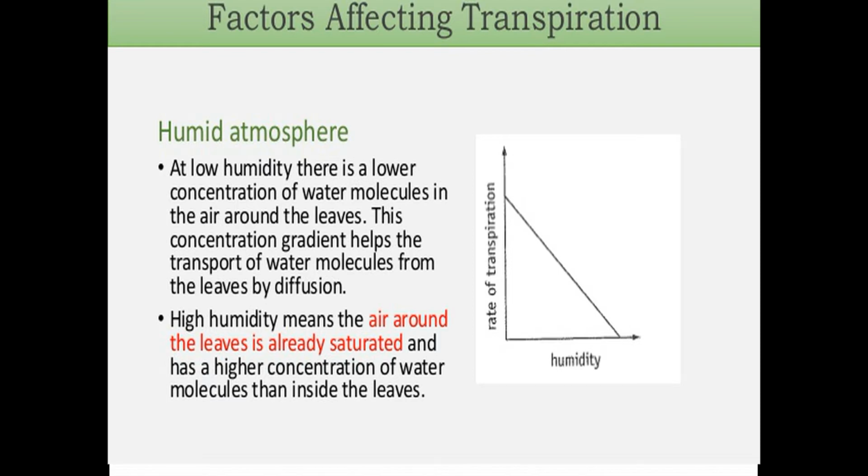Any reduction in water in the atmosphere creates a gradient for water to move from the leaf to the atmosphere. The lower the relative humidity, the less moist the atmosphere, and thus the greater the rate of transpiration. When relative humidity is high, the atmosphere contains more moisture, reducing the rate of transpiration.